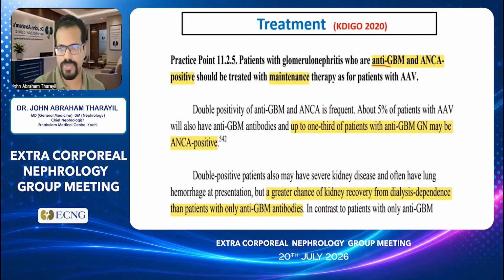Patients with glomerulonephritis who are both anti-GBM and ANCA positive have to be treated with maintenance therapy, as in ANCA associated vasculitis. Up to one third of the patients with anti-GBM are ANCA positive, and in double positive cases who have lung hemorrhage at presentation, there is a greater chance of kidney recovery from dialysis dependence than in patients with only anti-GBM antibodies.